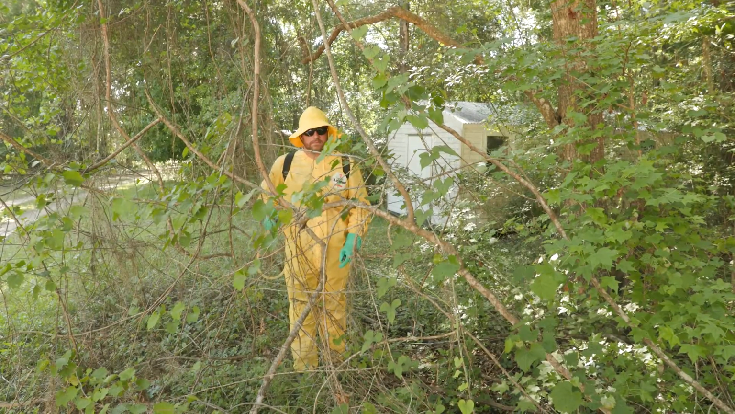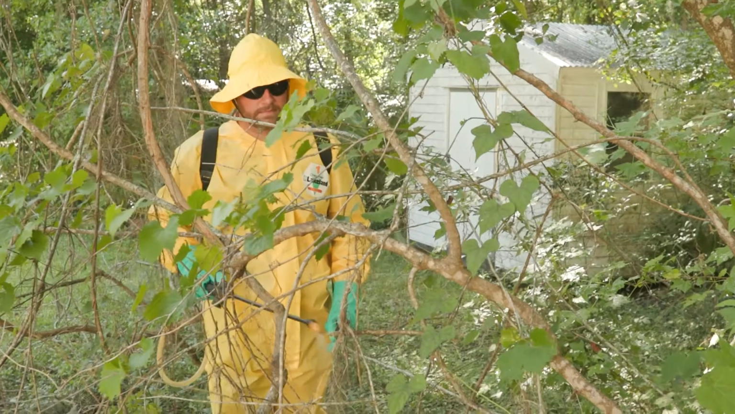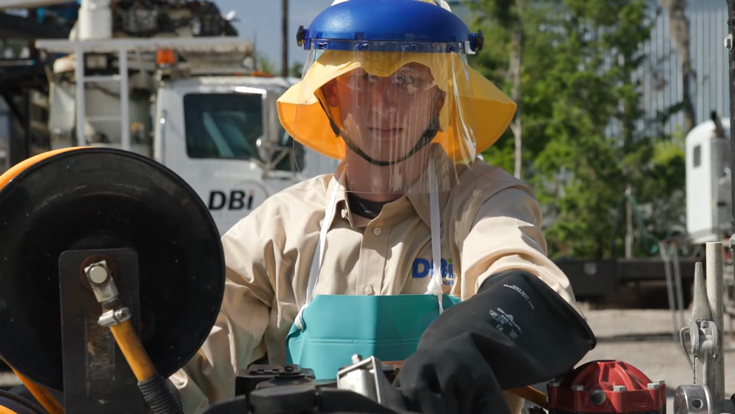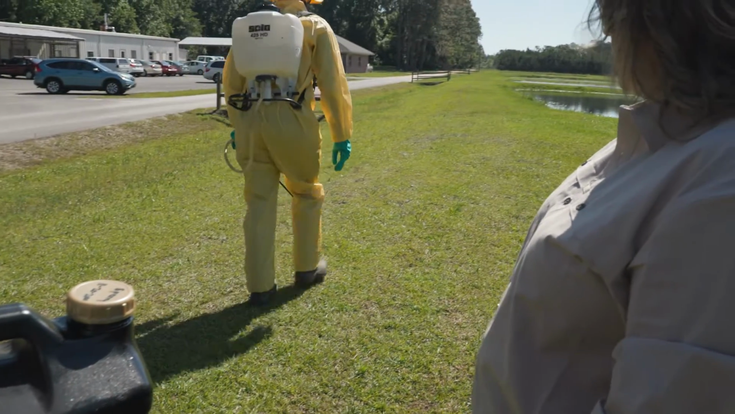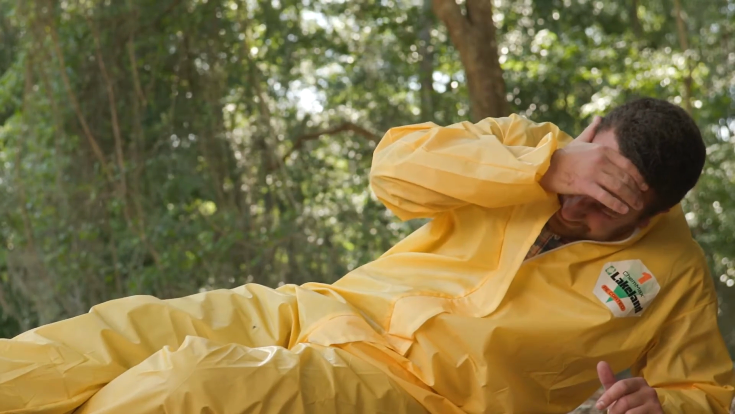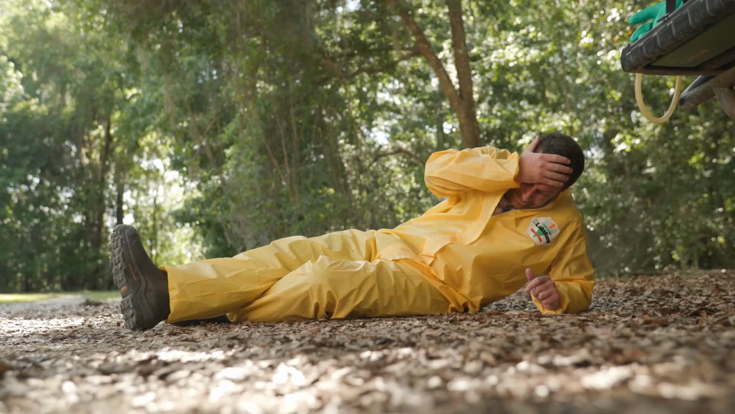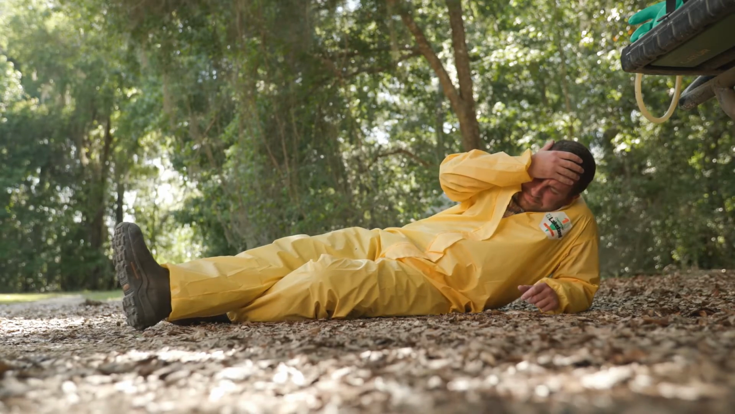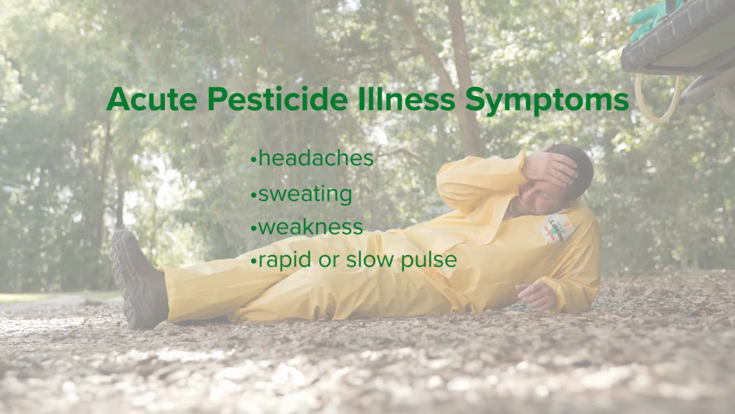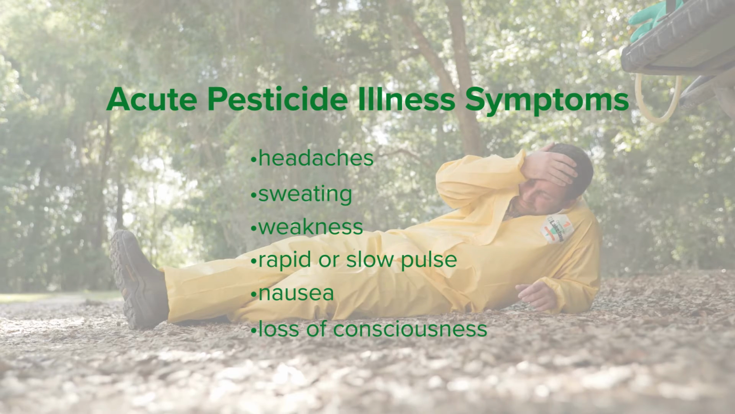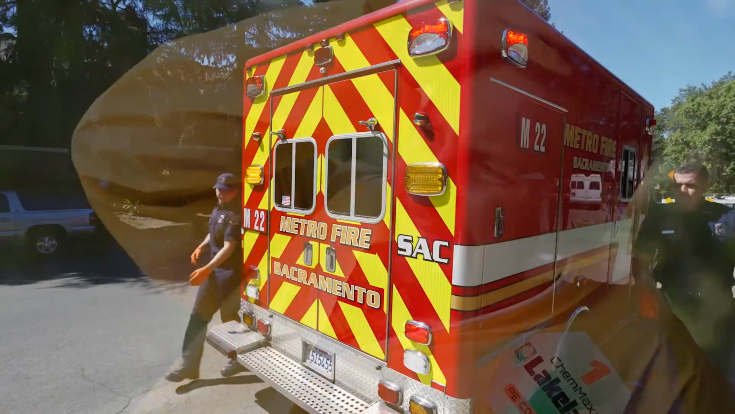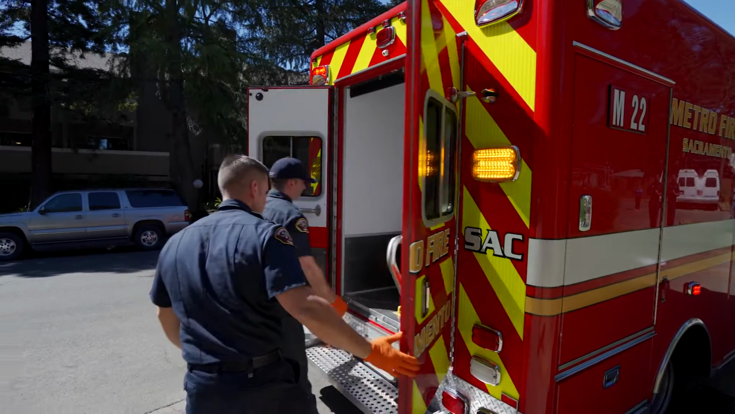Contact with a pesticide or pesticide residue is called pesticide exposure and may affect some people more than others. Since pesticides are different from one another, so is the potential hazard or harm they may have on your health. An acute pesticide illness is one that occurs shortly after a single or short-term exposure incident, and the symptoms are usually seen within 24 hours. Some of the most common symptoms include headaches, sweating, weakness, rapid or slow pulse, nausea, or loss of consciousness. Acute pesticide poisoning can be serious and require medical treatment, and in extreme cases, people can die.